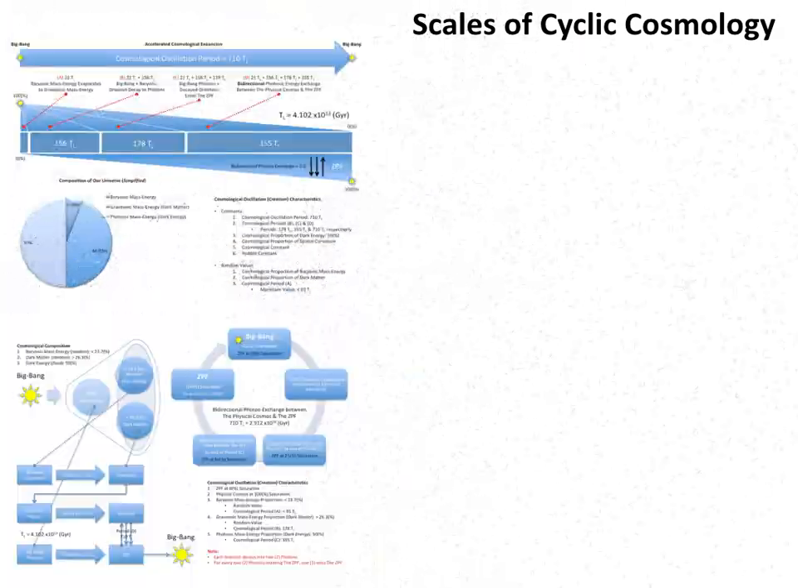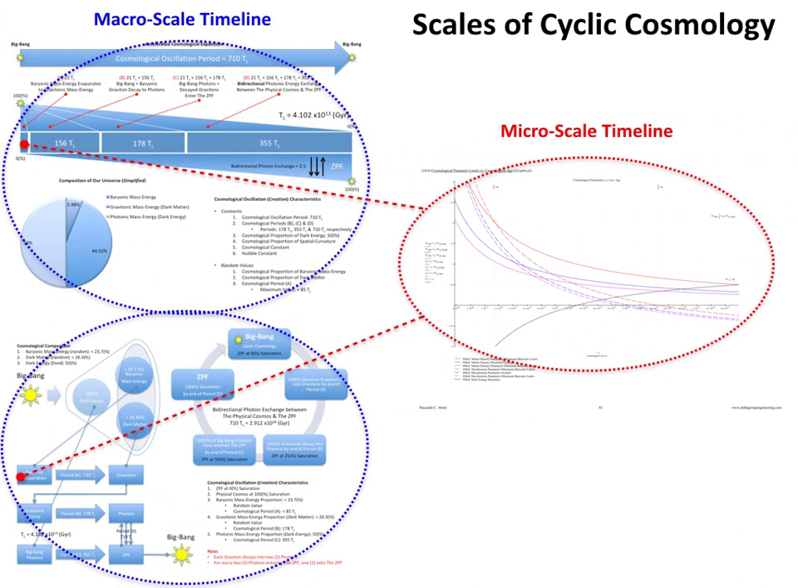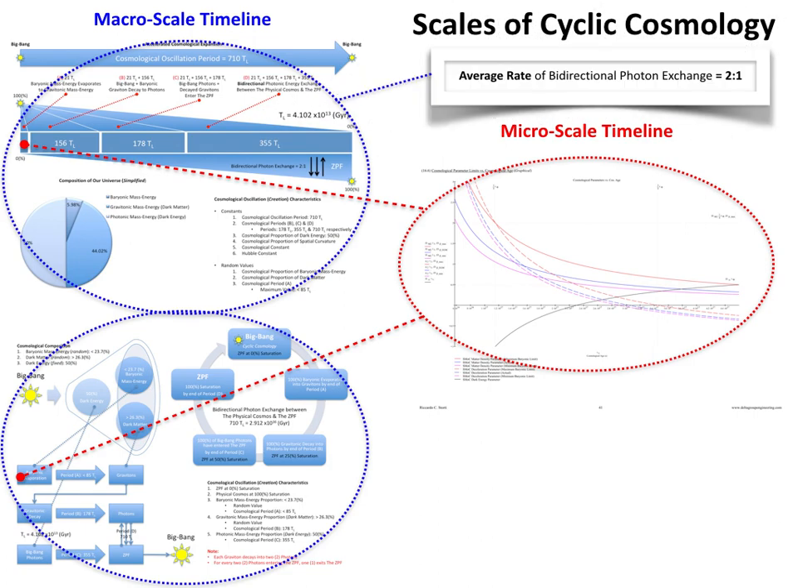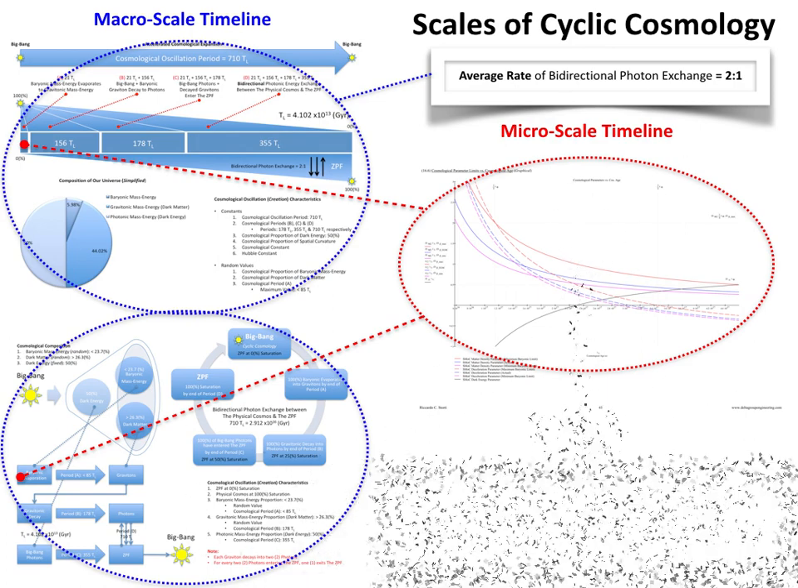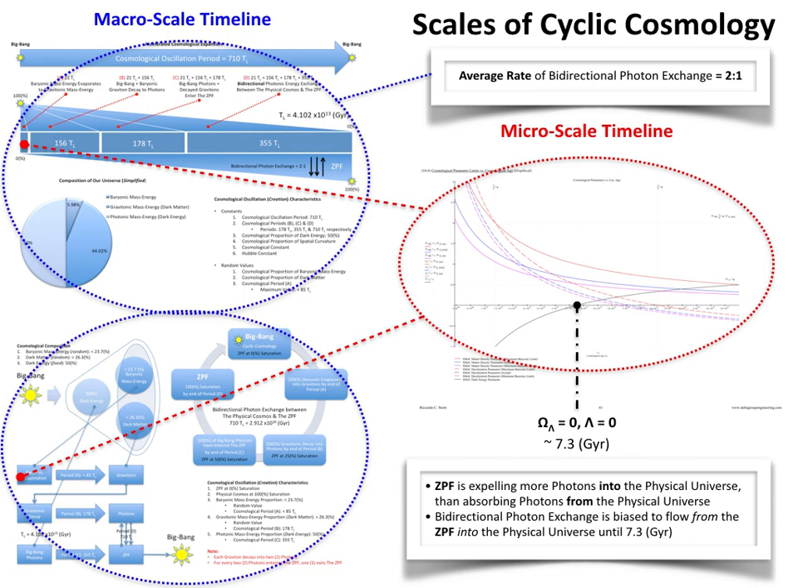Thus far, we have investigated cyclic cosmology on macro and micro-scale timelines. The macro scale refers to the period of time for one complete cosmological cycle, whereas the micro scale refers to the current age of the universe. From the macro scale, we have seen that, on average, 2 photons enter the zero-point field for every photon exiting it. However, on the micro scale, from a moment after the Big Bang to 7.3 billion years, the zero-point field releases more photons than it accepts. Hence, the zero-point field is expelling more photons into the physical universe than absorbing photons from the physical universe. Moreover, bidirectional photon exchange is biased to flow from the zero-point field into the physical universe for the first 7.3 billion years. Let's now summarize what we've learned.